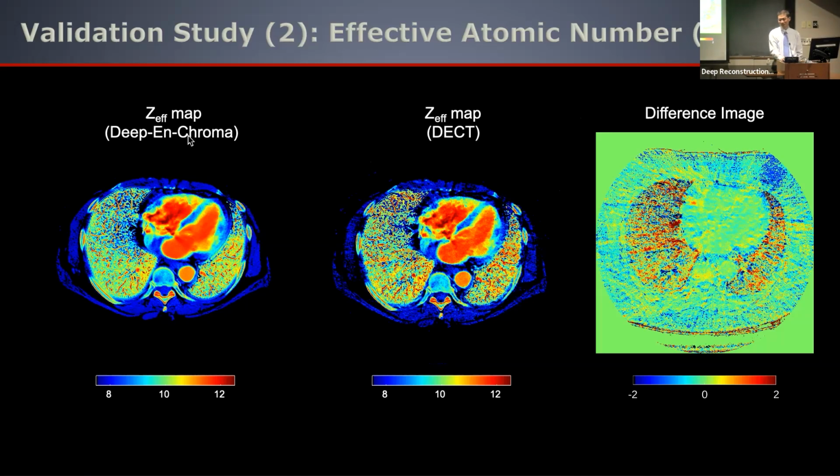We can also extract, for physicists, a specific material. It's not about the iodine basis image or water basis image. It's about atomic number, right? It is atomic Z and also electron density that specify atoms. So that is why it is important to extract the effective Z. For Deep-En-Chroma and of course the dual energy CT, you can compare the difference, and the difference is insignificant. I cannot say it's zero.